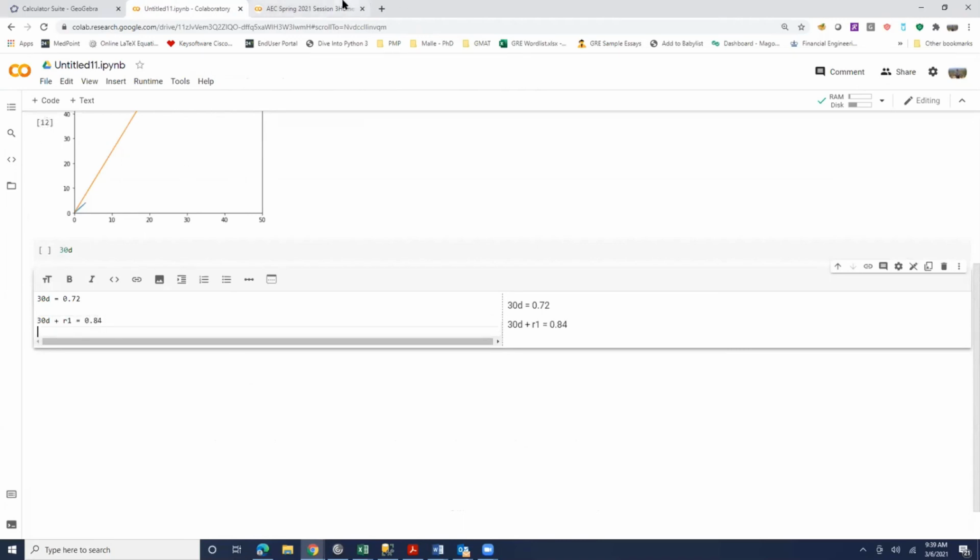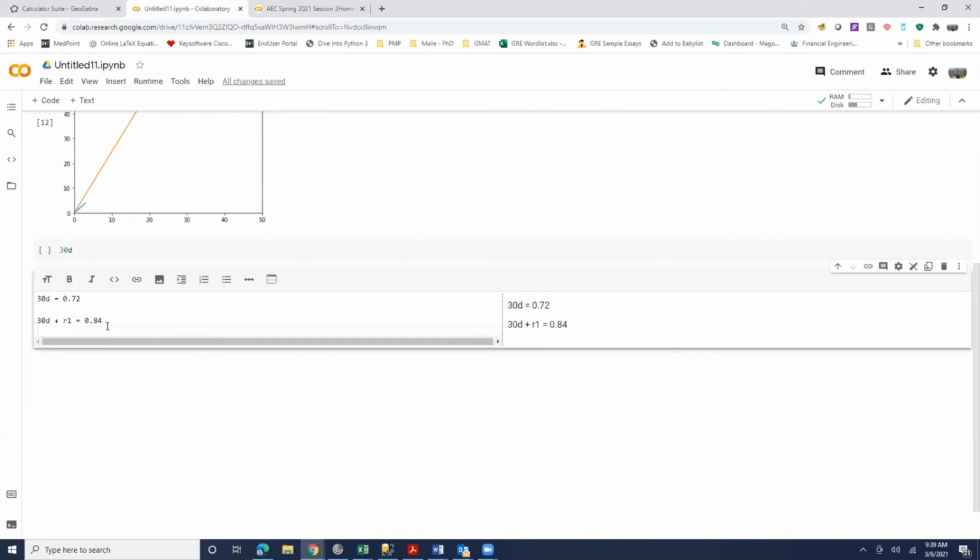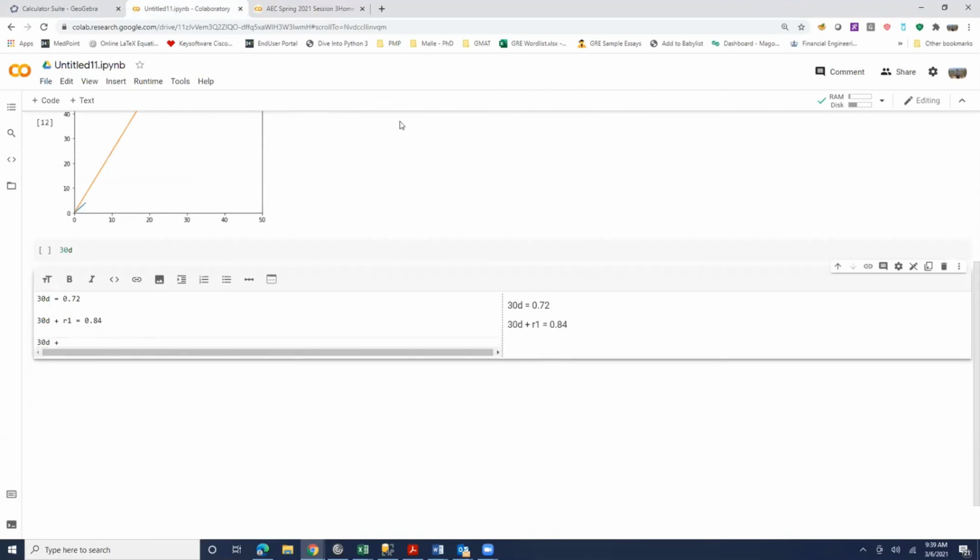You could pick any other point in this range between 1 to 394 units, because all of them are a linear charge. How do you get 30D? Because that's the fixed monthly charge, right? Monthly fixed charges are 30 times my daily charges. For ease of working with these numbers, you could use that. So that's the fixed cost. Then you could use any one of these points. Same way you continue.